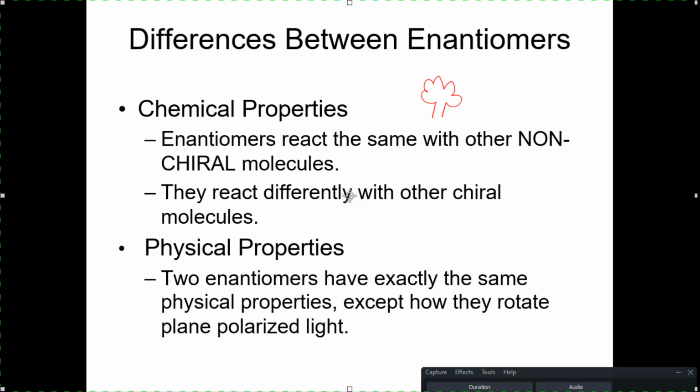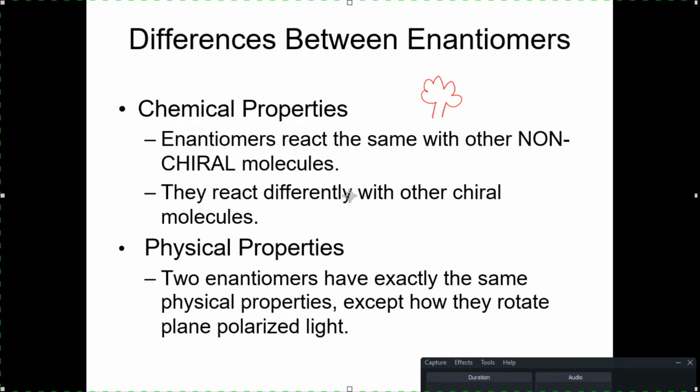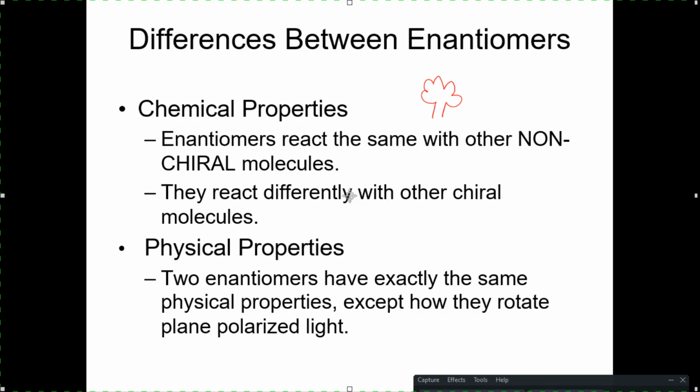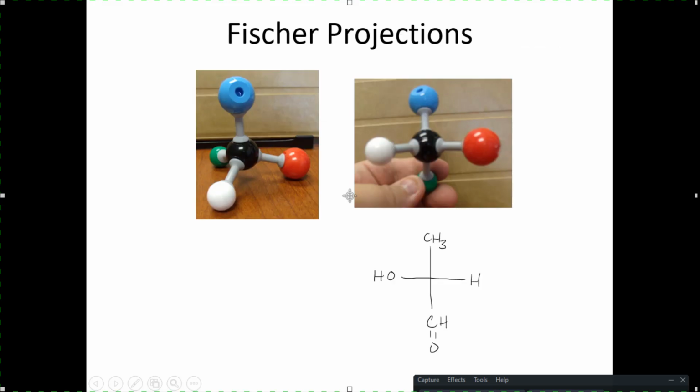So the chemical property is different when it's reacting with another chiral molecule. I'll show you an example of that in a moment. The physical properties, as we said, the only physical property that's different is how they rotate plane polarized light, which is useful but not that useful because everything else is the same. So that's a bit of a problem. So let's talk a little bit about Fisher projections, another way to orient chiral centers, and then we'll go back and finish up with looking at more about the physical properties.